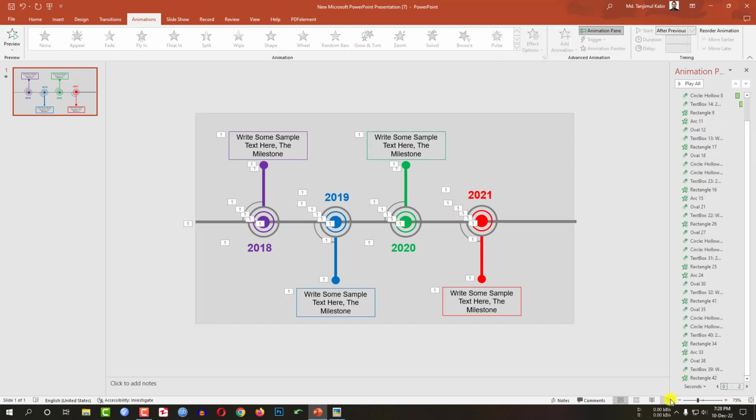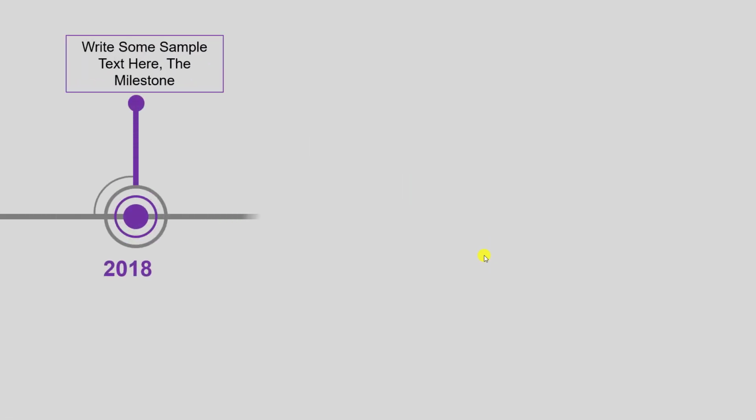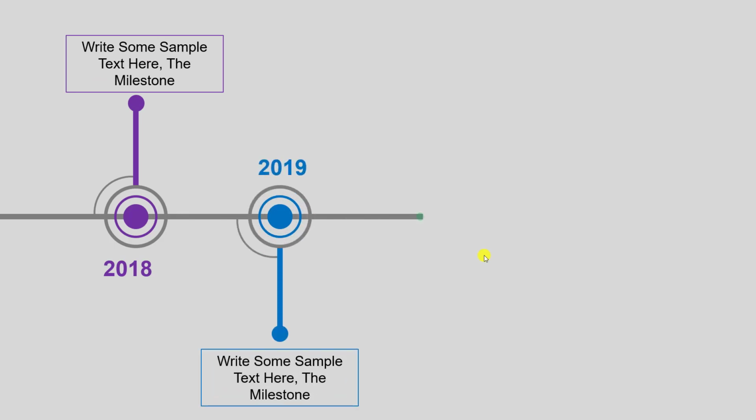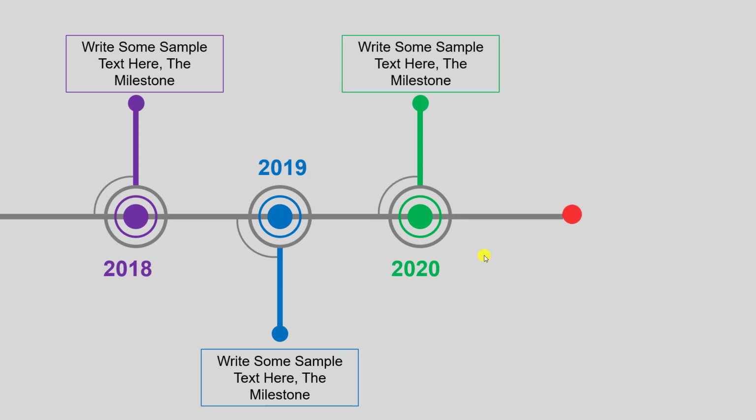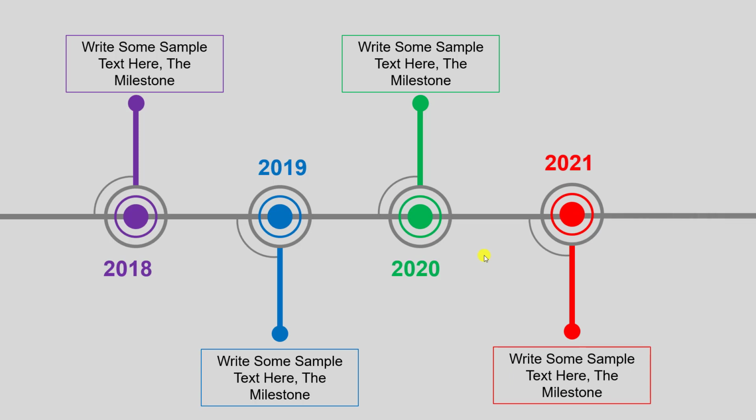Now let me watch the slideshow. Let me click on space button. Then you will see our amazing timeline slide has been created. So our timeline slide is totally ready.